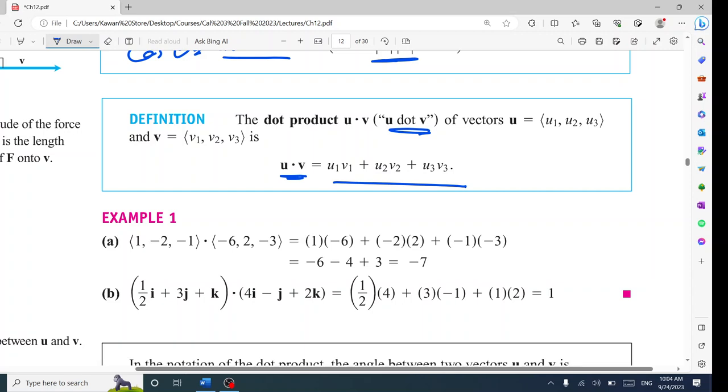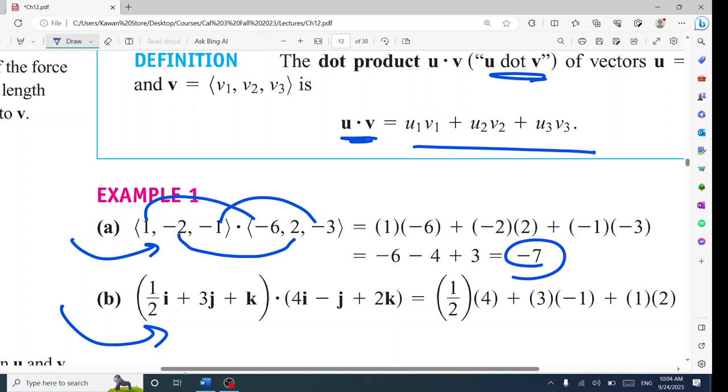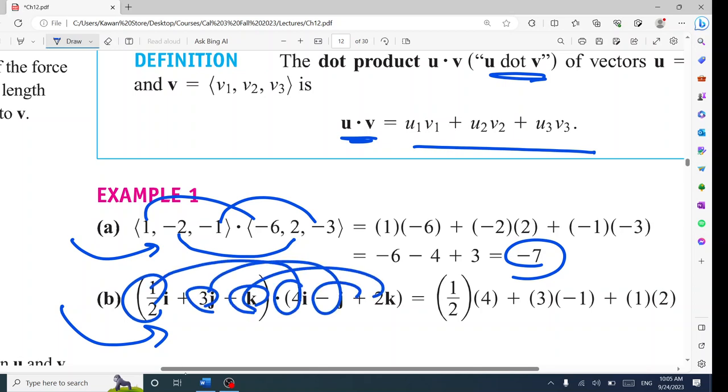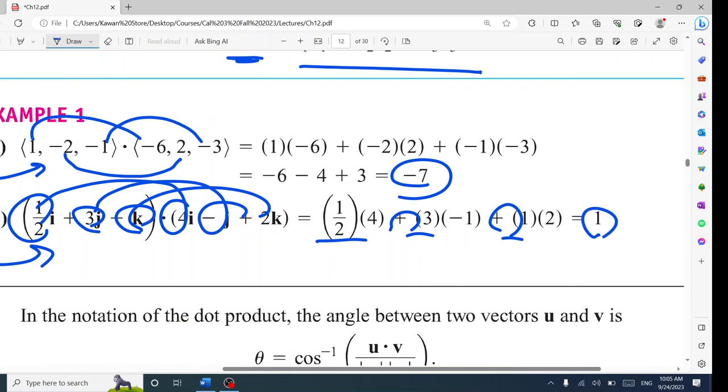Look at this example. Example one, if you have it in component form, or in the i, j, k form, you can see from here, 1 by minus 6 plus minus 2 by 2 plus minus 1 by minus 3, and you add them. The result is a scalar number. How about if I have this component? It's easy. I with I, J with J, K with K, of course, addition between them, and I will get a number again. Clear? You need to do it.